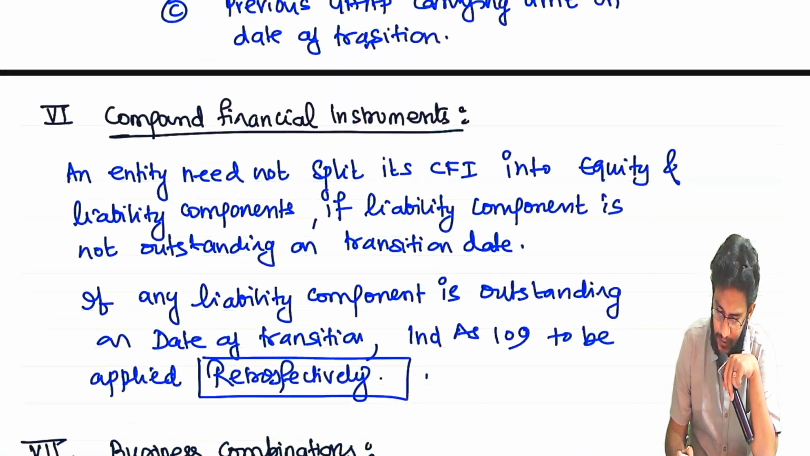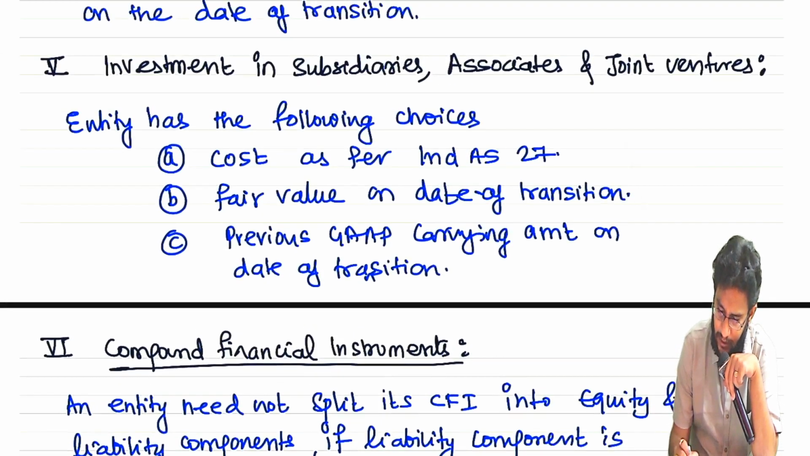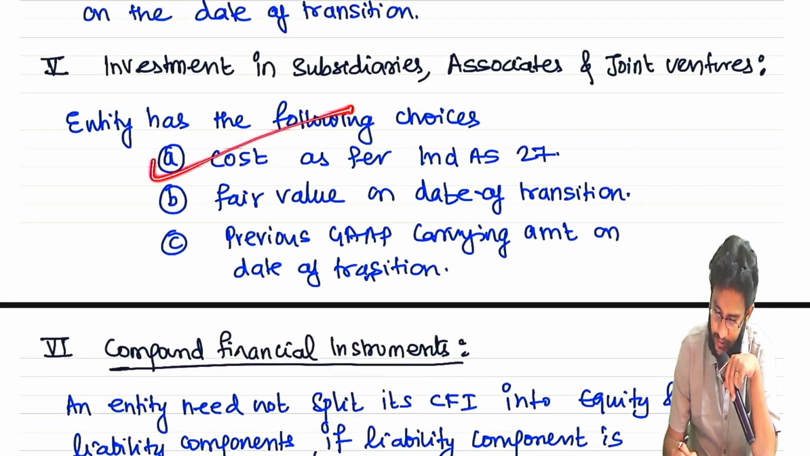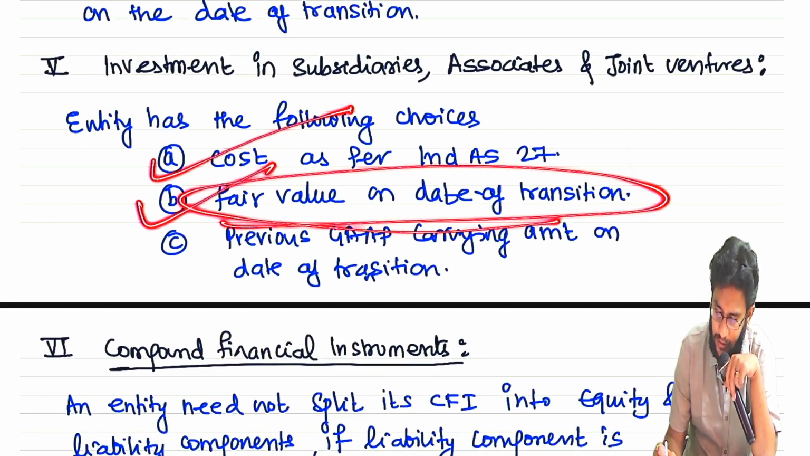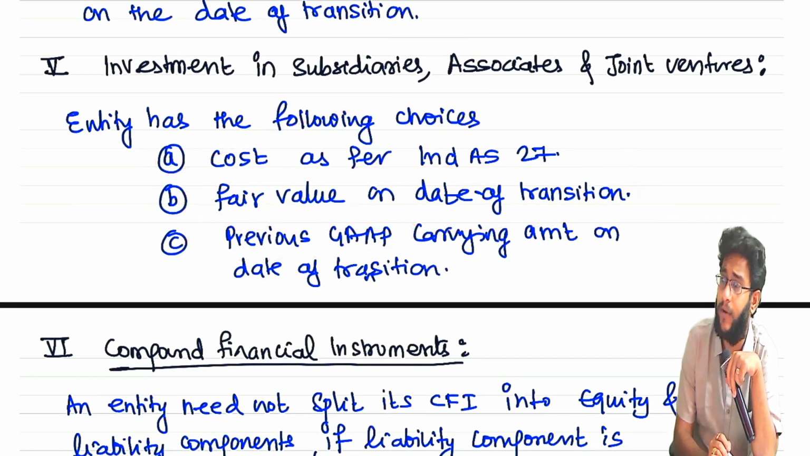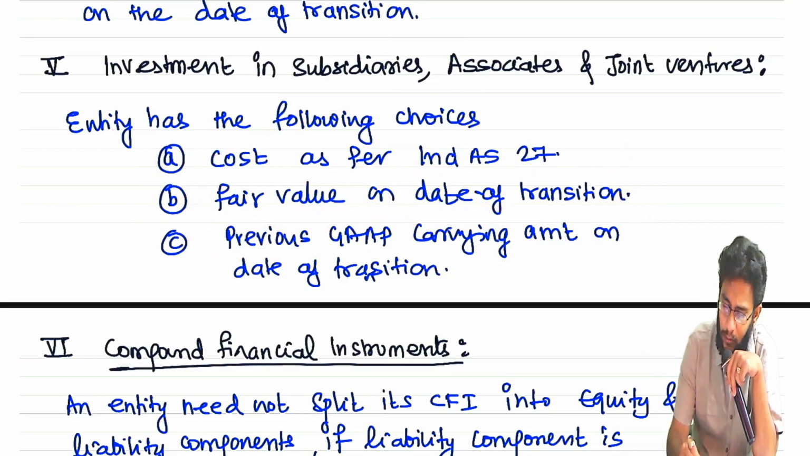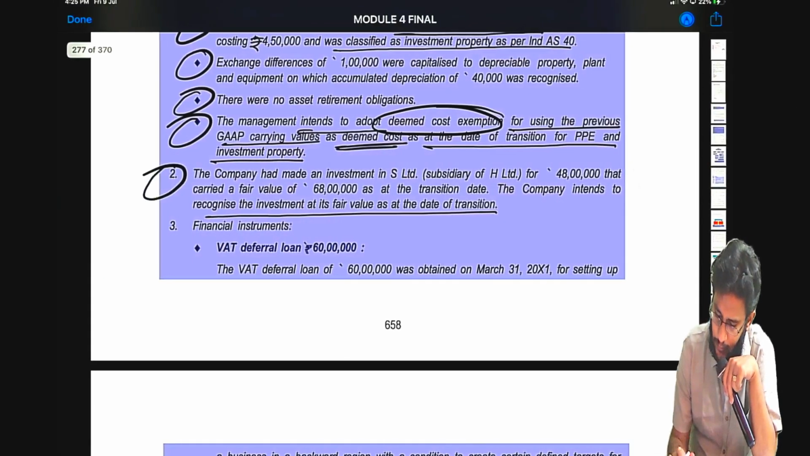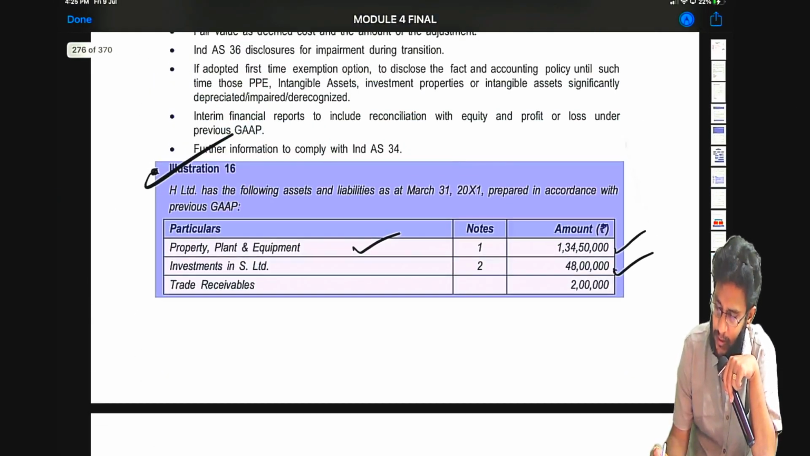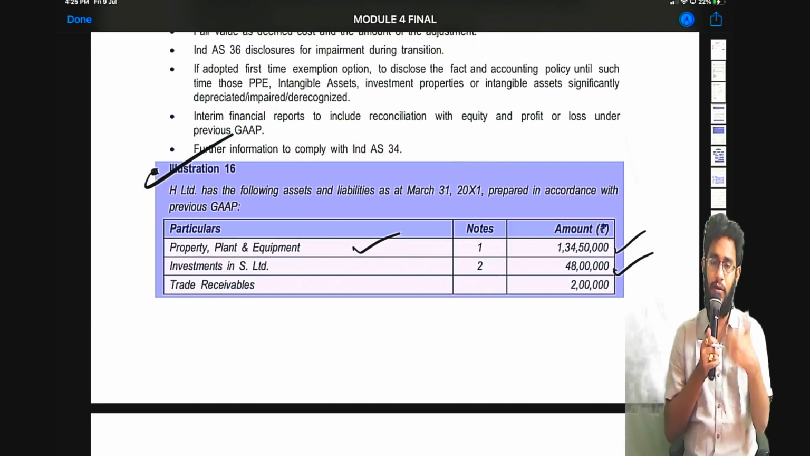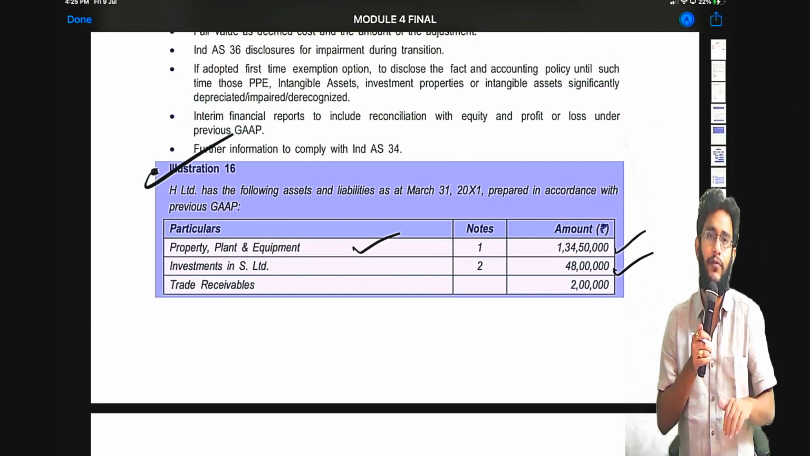You go back and see, in respect of investment in subsidiary, associate and joint venture, cost as per Ind AS 27, fair value on the date of transition or the previous GAAP carrying amount. Previous GAAP carrying amount in this example was 48 lakhs, but if they want, they can also do fair value on the date of transition, and if they want to do that, let them do. So this 48 lakhs on the transition date balance sheet, from 48 you have to jump it to 68.